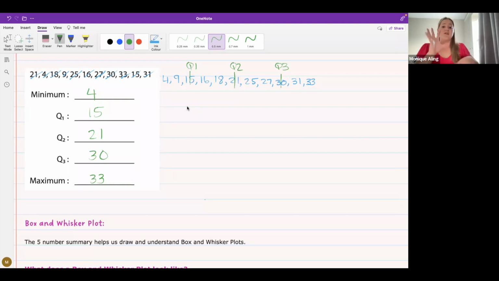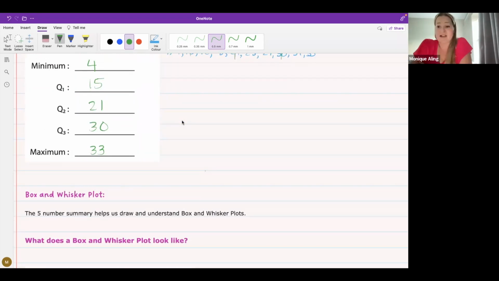And now, the whole point of the 5-number summary is to do what's called a box and whisker plot. The 5-number summary helps us draw and understand box and whisker plots. Now, if you haven't started data handling, you might know what one looks like. So let's have a look at what a box and whisker plot looks like.